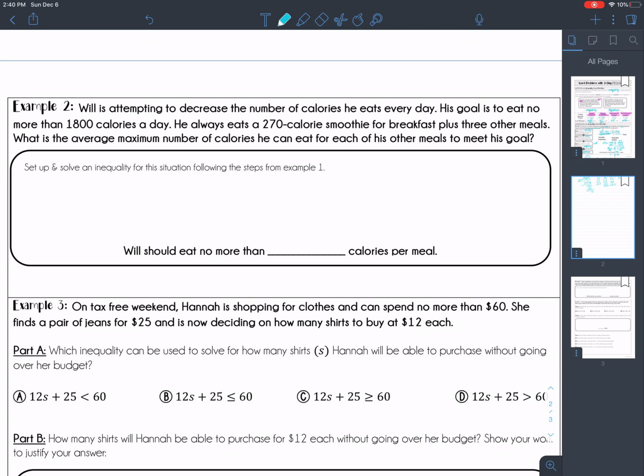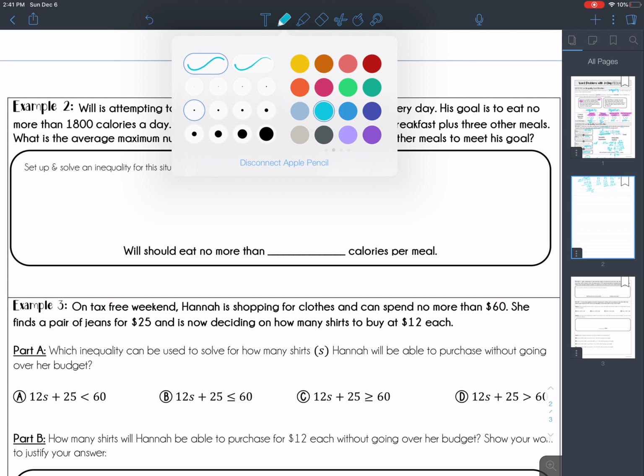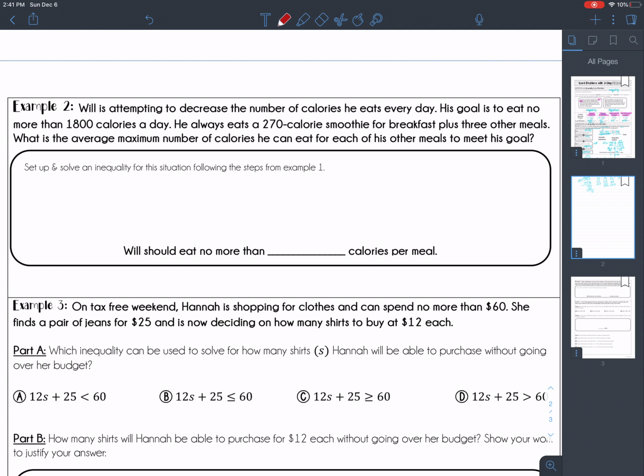All right, so here is another example. Once we are done with these notes, you're going to go in and do some similar examples. And you'll have these notes to kind of back you up.